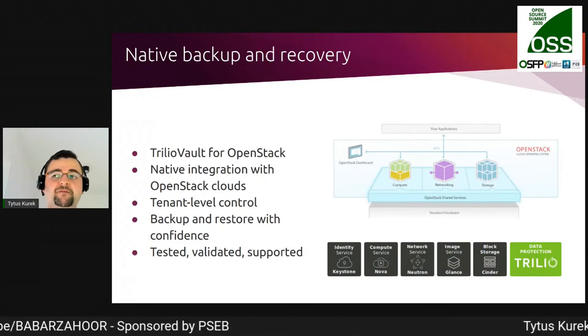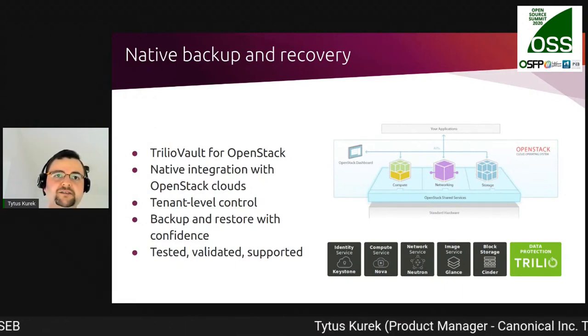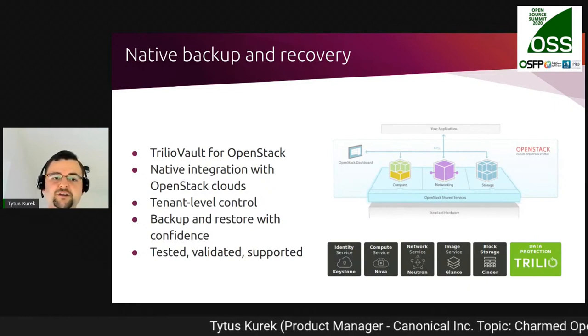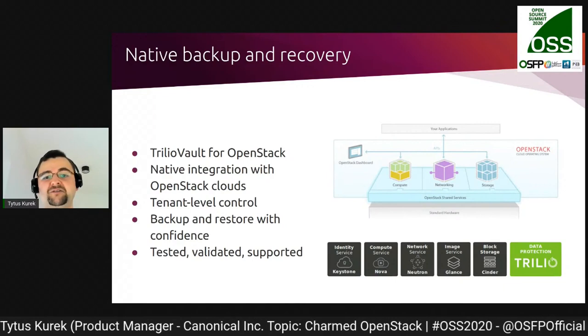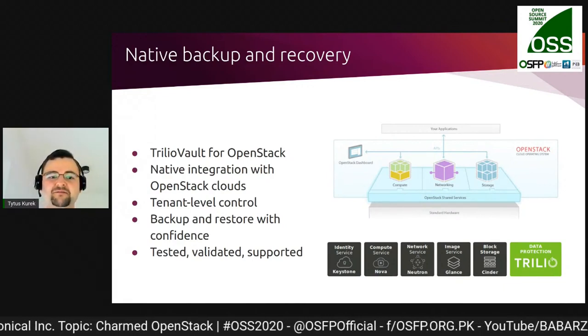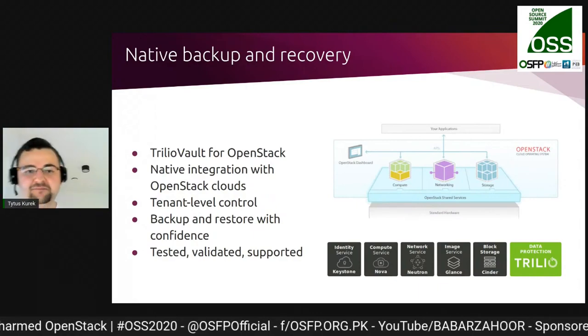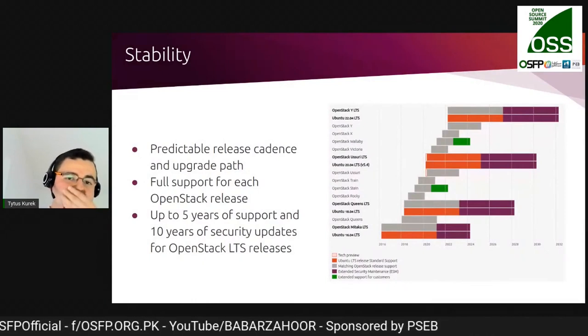And again, thanks to all of the automation around Charmed OpenStack and fully automated integration, TrilioVault can be added to the OpenStack cloud by just interacting with a model, and all of the operations happen in a fully automated way in the background. And last thing about Charmed OpenStack, stability.